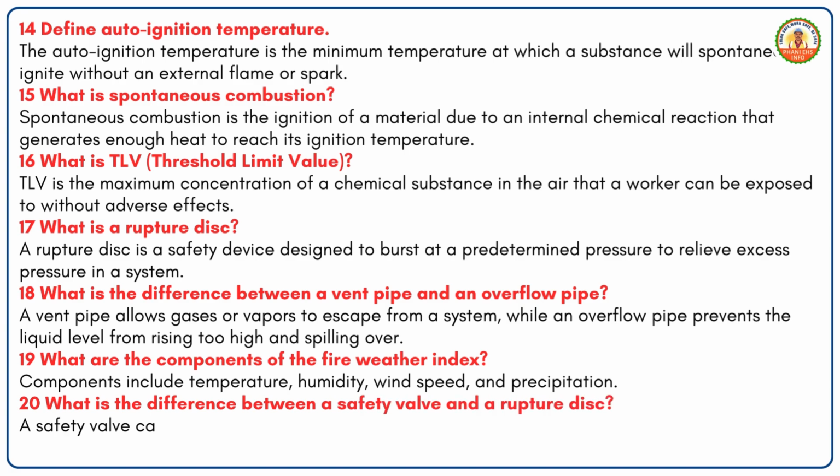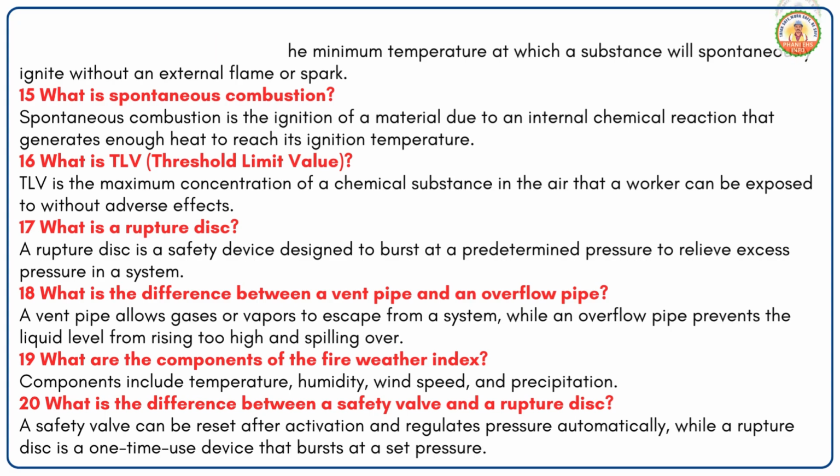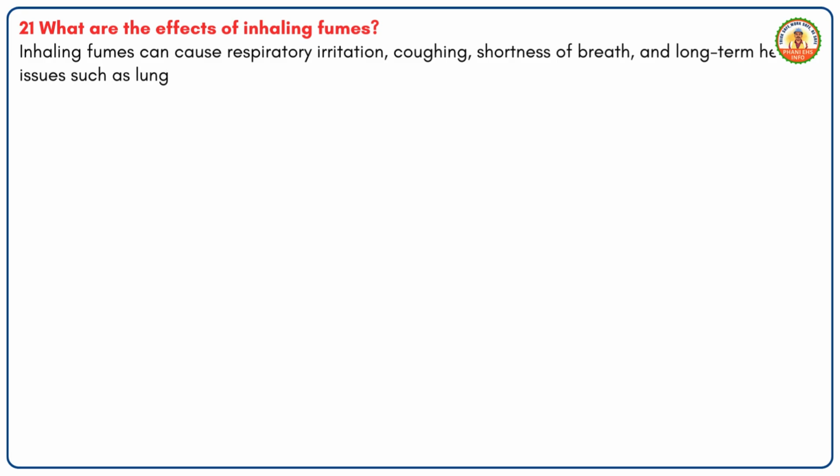20. What is the difference between a safety valve and a rupture disc? A safety valve can be reset after activation and regulates pressure automatically, while a rupture disc is a one-time use device that bursts at a set pressure. 21. What are the effects of inhaling fumes? Inhaling fumes can cause respiratory irritation, coughing, shortness of breath, and long-term health issues such as lung damage.